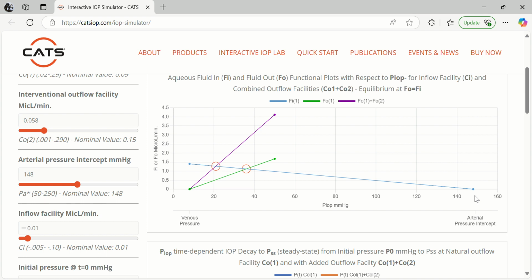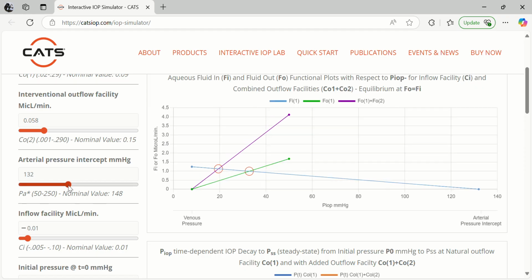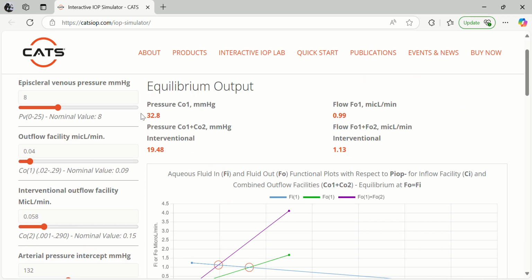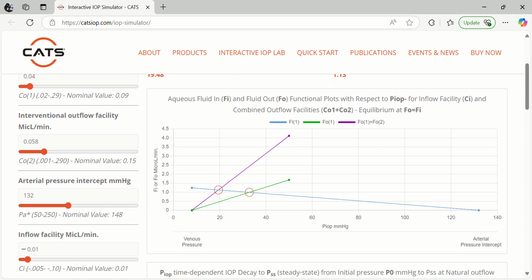So if a patient, say, were to reduce their mean arteriolar pressure down by, I don't know, maybe another 16 millimeters of mercury, how much would that affect the pressure? We went from, I believe, 36 down to about 32.8. However, on the interventional side, it really doesn't make a huge difference. It went from about 21 to 19.5. But that's a significant drop in arterial pressure, so it does give you an idea that arterial pressure does have an effect on this.